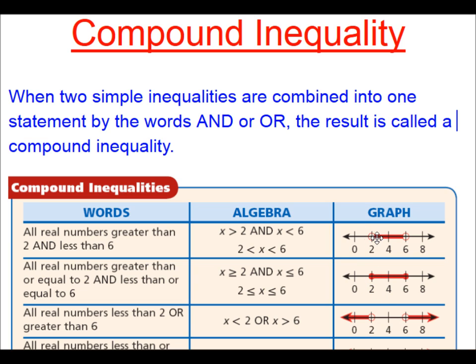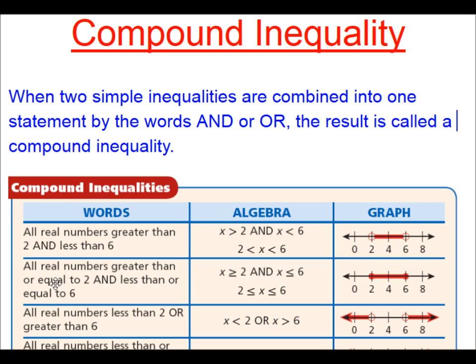If the dot is not filled, that means it is exclusive. Here the 2 is inclusive, that's why there is a dot here. 6 is also inclusive, that's why there is a dot here on the 6.